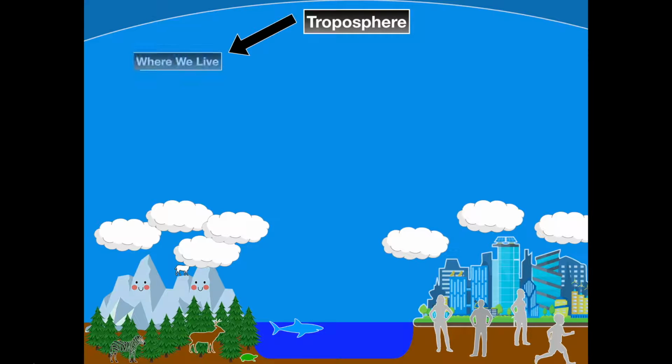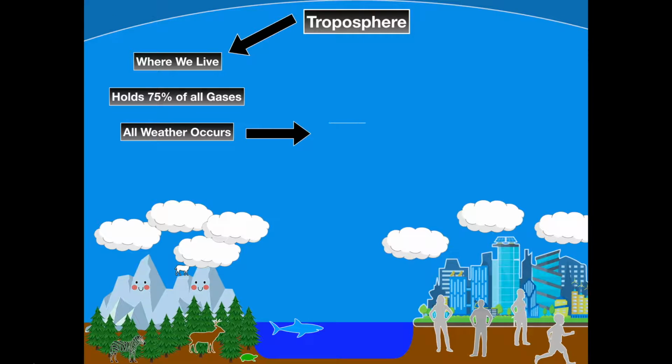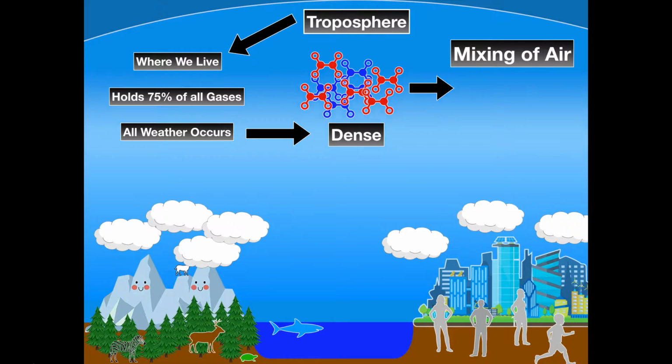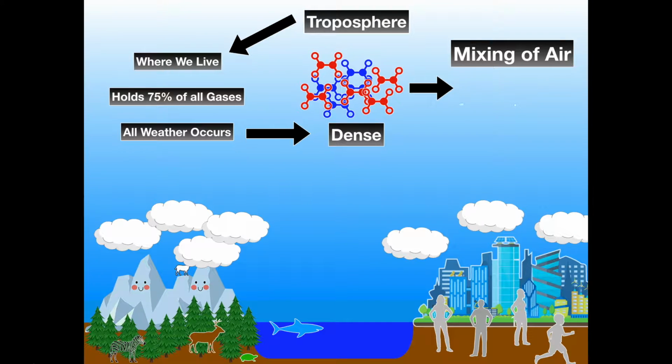Now the troposphere is going to consist of about 75% of all gases in the atmosphere, and this is where all weather occurs. It's also going to be the densest layer. Now, the thing that we have to keep in mind is how the air is going to mix. So the coolest air is going to actually be at the top of the troposphere. So we're going to have cooler, less dense air at the top, and then we're going to have warmer, more dense air closer to the bottom.